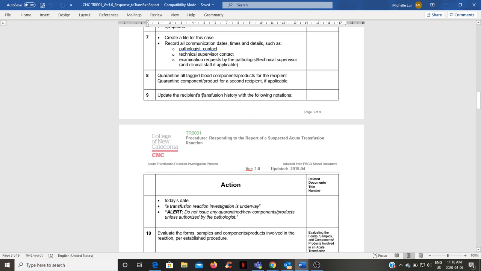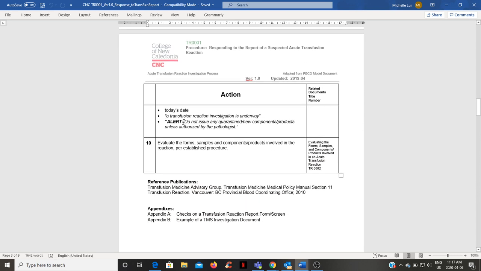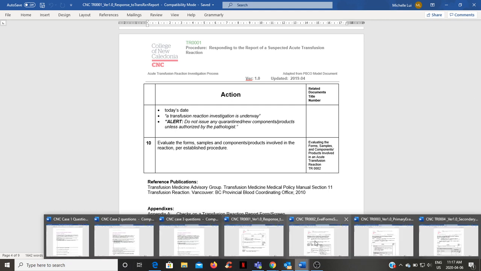Number 9, update the recipient's transfusion history. And we're going to place an alert on there that says, please don't issue any more products for this patient until we figure this out and it's all approved by the pathologist. Number 10, evaluate the forms and samples and components and products involved in the reaction. This just means carry on to procedure number 2. So let's do that. Procedure number 2.